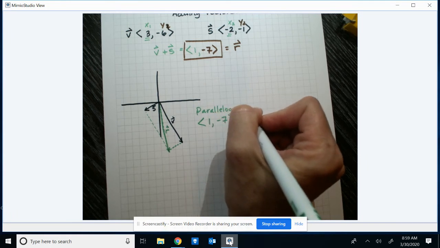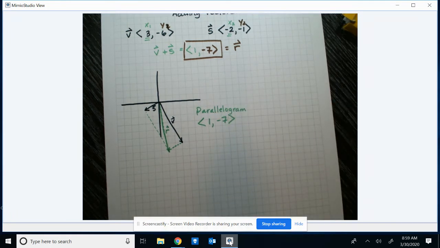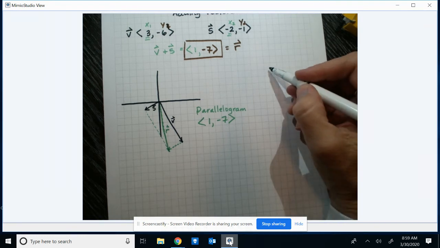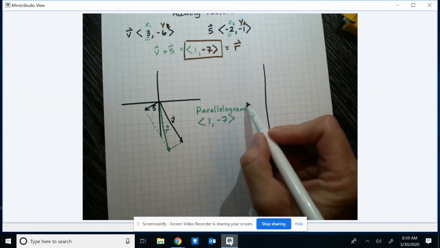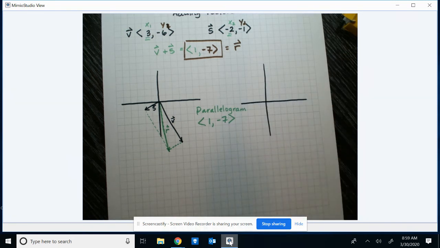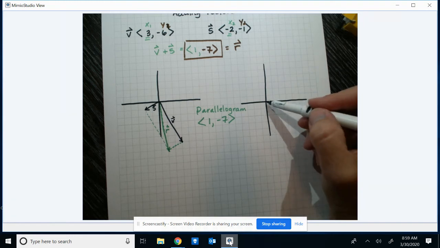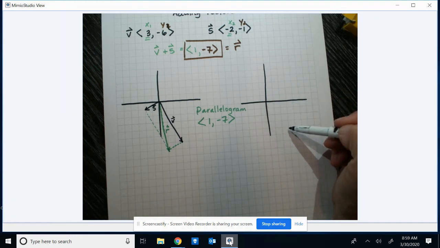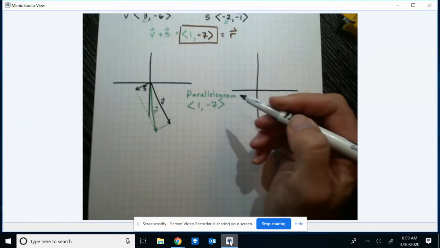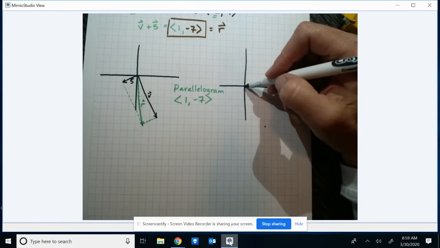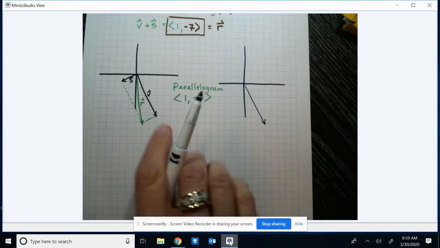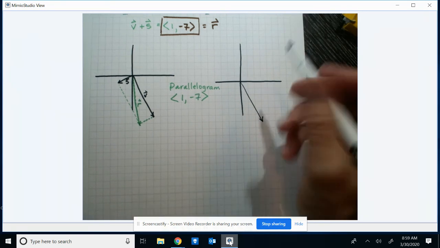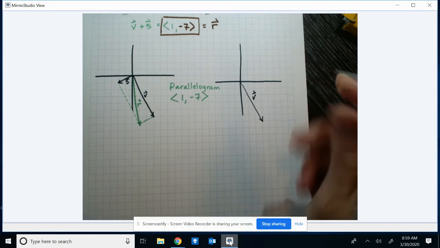You can also do the tip to tail method on this. So if I were to graph, again, these two vectors, and my first one is 3, negative 6, so I'm going to the right 3, down 6, 2, 4, 6. My first vector v is going to end here at this point. When I do the tip to tail method, so vector v, it ends here.